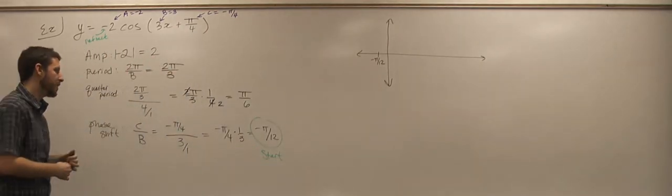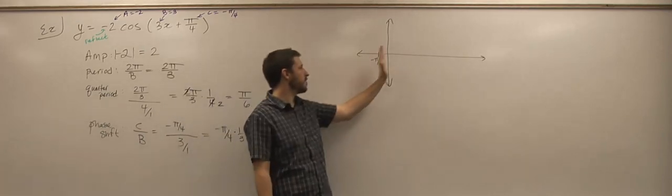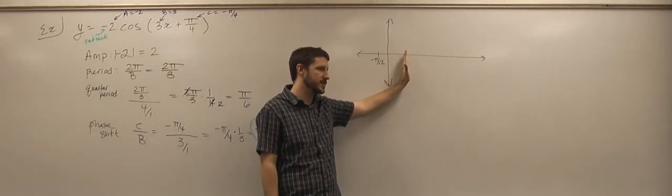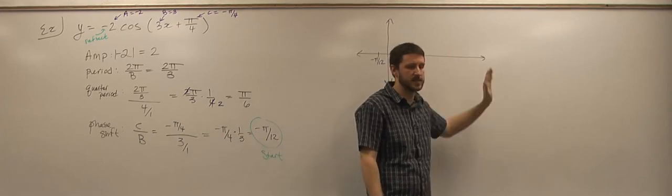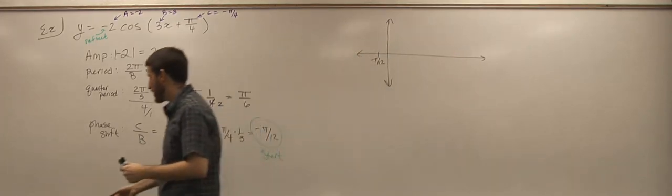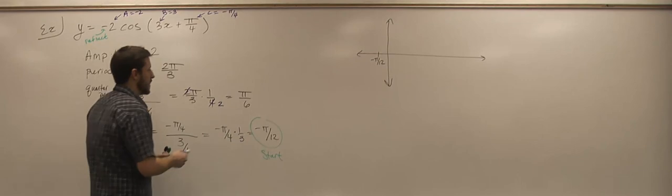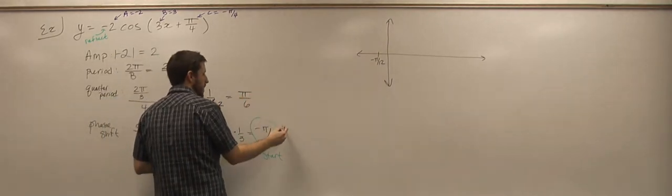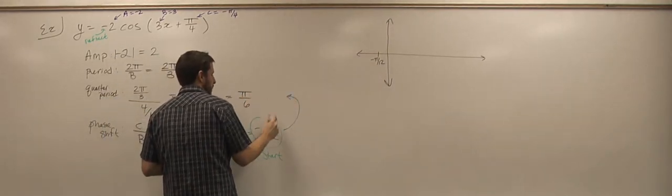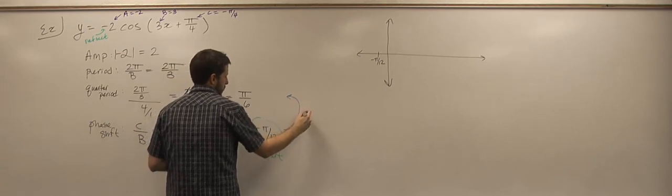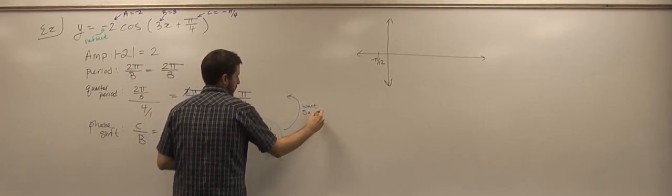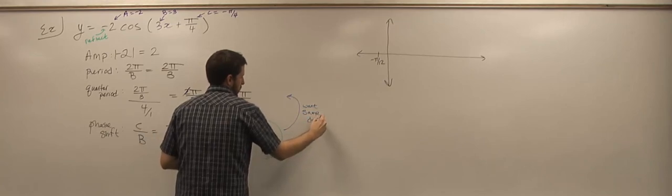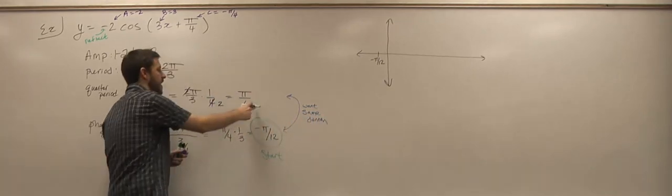Here's the trick, though. You have to now calculate what pi over 6 to the right of that is, and what pi over 6 to the right of that is, and what pi over 6 to the right of that is. So what I would suggest doing is rewriting your quarter period so that it has the same denominator as your phase shift. Save you a little bit of time. Right, so get a common denominator here.